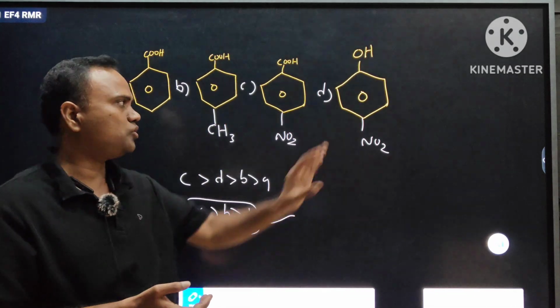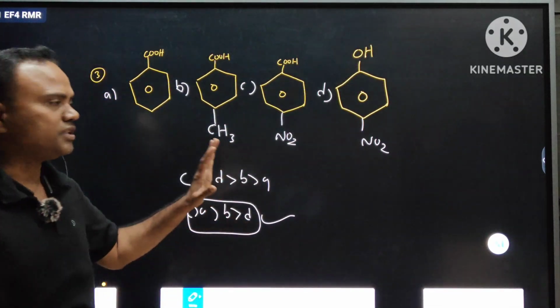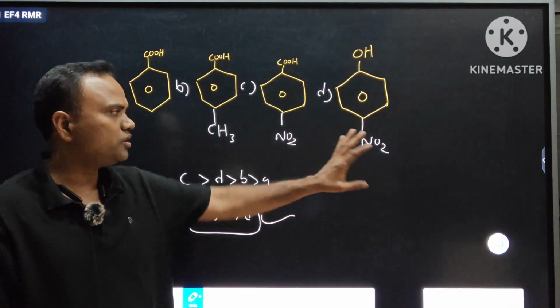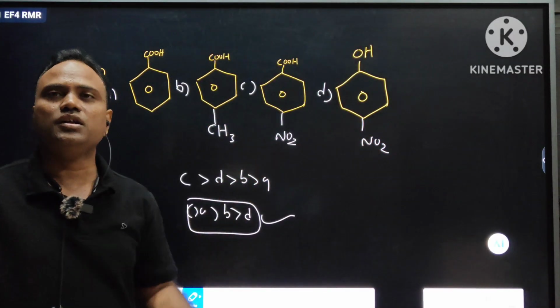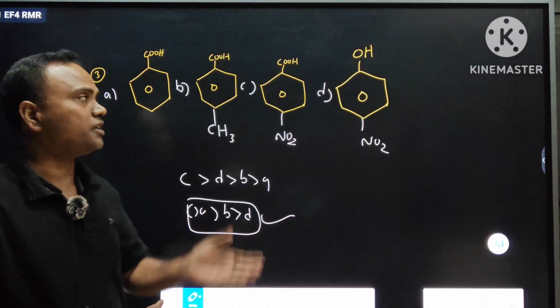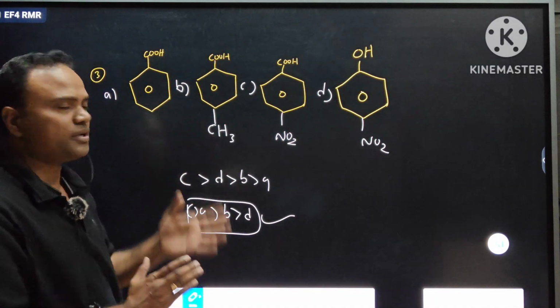Clear? Don't put this in the first step. Very, very important. That's why I intentionally gave this example. Even though it is having minus M, this is a phenol. Phenol is always less acidic than benzoic acid. Due to equivalent resonance, benzoic acid will be more acidic. Clear? Even though it is having plus M.